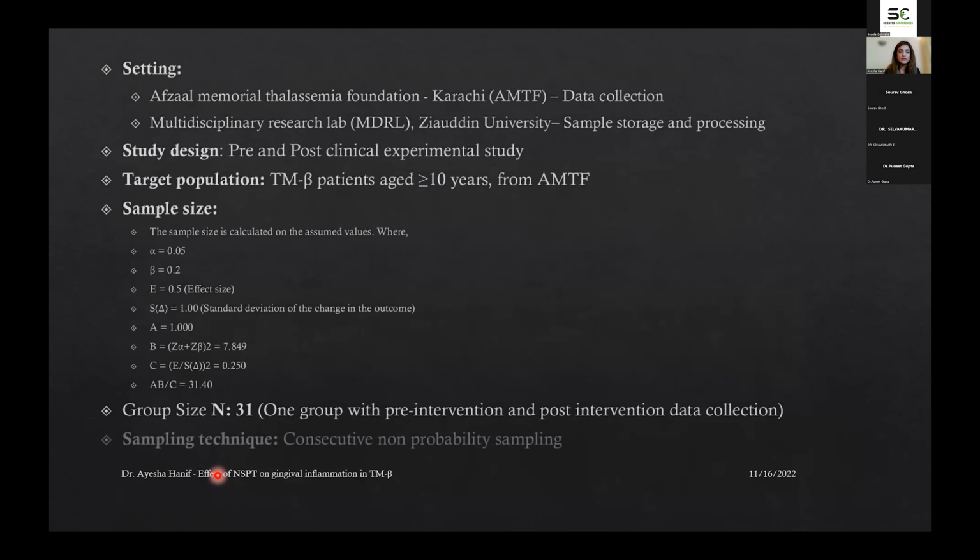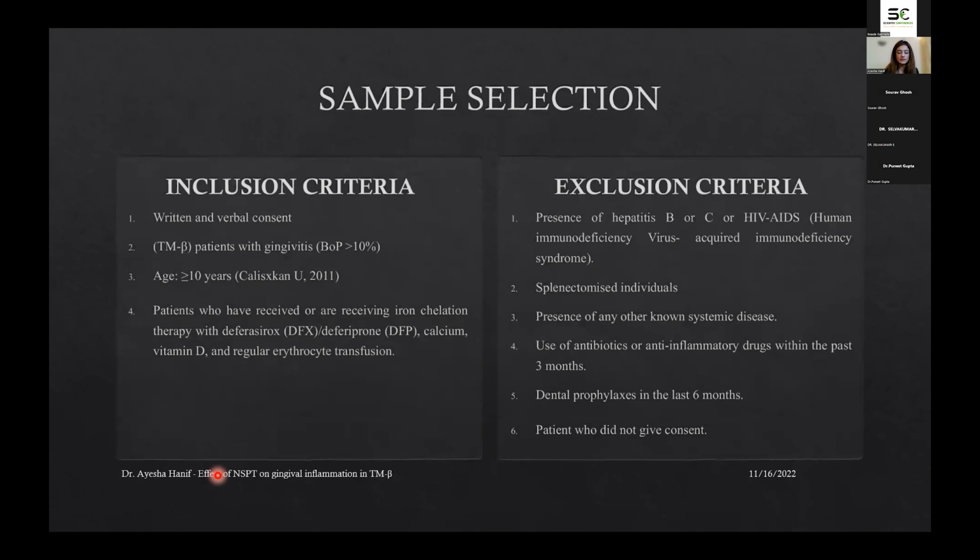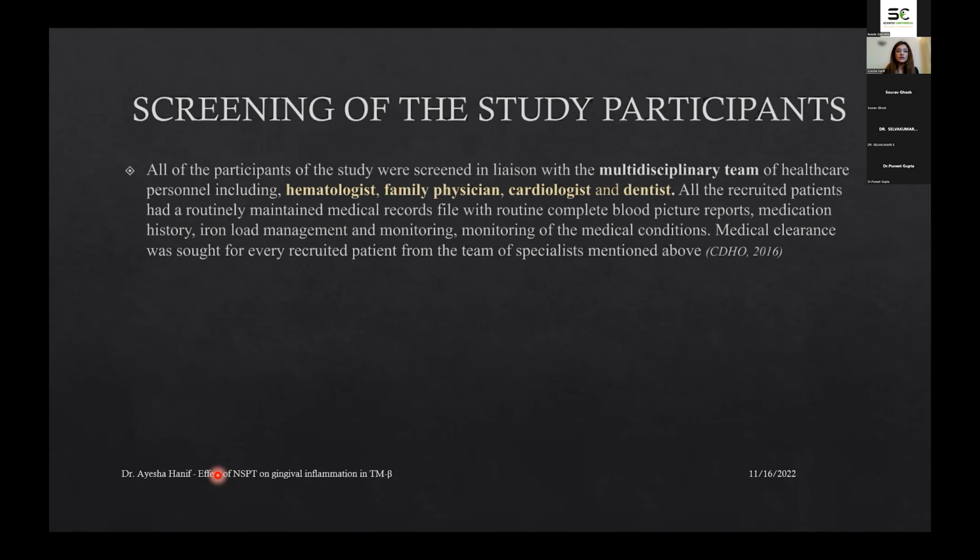So coming to the materials and methods, this study is essentially a pre and post clinical experimental study. According to the sample size, 31 patients were selected for each group, one group with the pre and post, and the sampling technique was consecutive non-probability sampling. After the inclusion and the exclusion criteria, the patients were screened by a team of healthcare personnel, including hematologist, family physician, cardiologist, and the dentist, and all the recruited patients were then screened for the study.